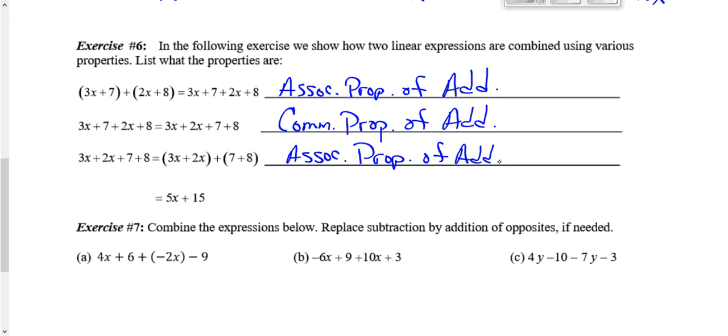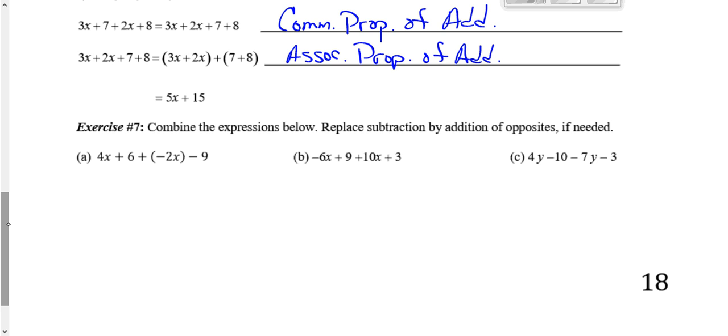See if you can figure them out. Okay? Oh, four. Okay, so down here, they want us to combine the expressions below. And they want us to replace subtraction by adding of negatives, okay? So let me go through the first one with you. Let's use the commutative property and get all the x's together and all the other terms. So 4x plus the negative 2x, and then just plus 6 plus what? Negative 9. With me? Okay. And again, I'm not going to need you to do this for too much longer after this section. This is just to illustrate.